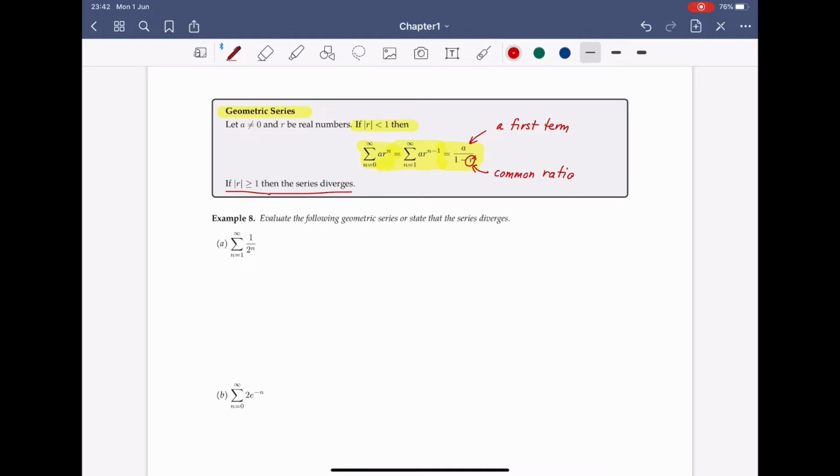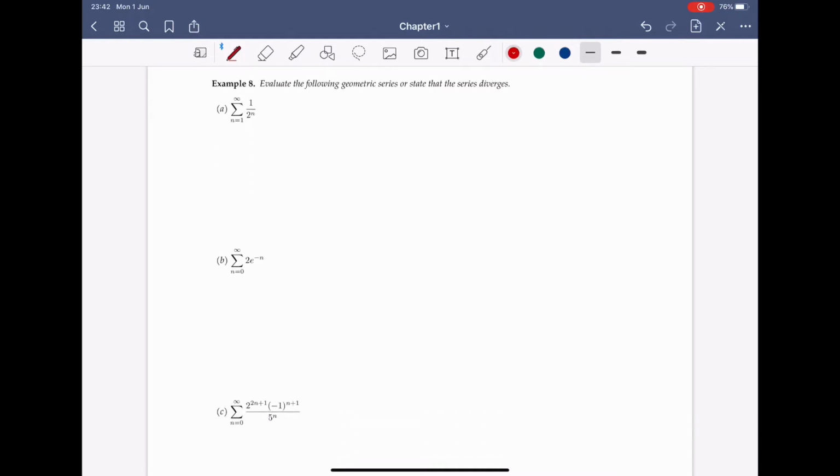So let's look at example 8 here. We're going to get better after we complete this set of examples. Let's start with the first one. I have the summation of 1 over 2 to the n from 1 to infinity. If I expand it, you can see that I have 1/2 plus a quarter plus 1/8 plus 1/16 plus dot dot dot. So this is a geometric sequence, right?